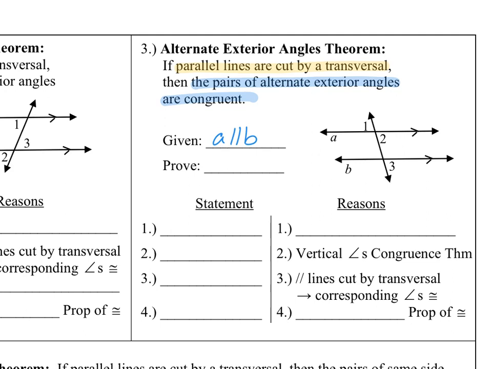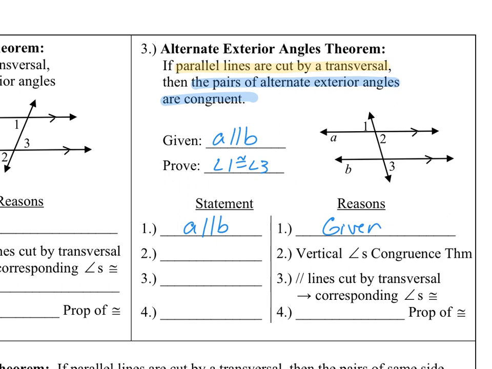Then what we're going to prove is that the alternate exterior angles are congruent. So in terms of this diagram, if you'll notice 1 and 3, they're on alternating sides of the transversal and they're on the exterior of the two lines being cut by the transversal. So we're going to prove that angle 1 is congruent to angle 3. Okay, so a good place to start with this proof is let's go ahead and start with the given statement. A is parallel to B. Okay, we're assuming that to be true.